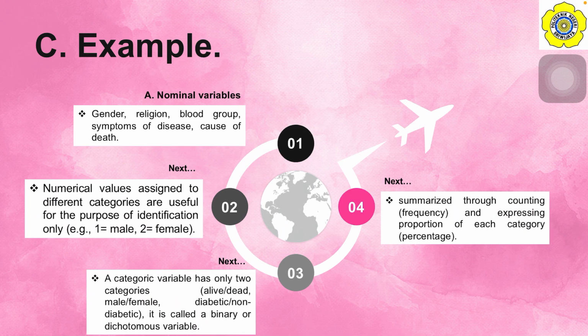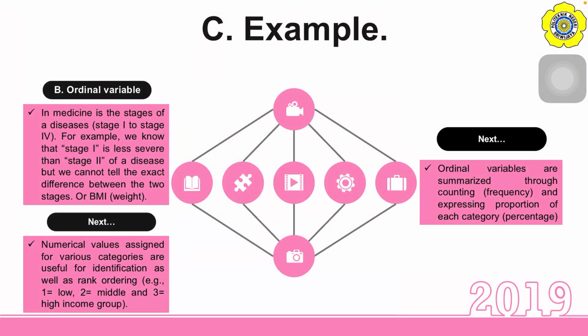That is called binary or dichotomous. And these variables are summarized through counting or frequency and expressing the proportion of each category by percentage. Okay, let's go on to the next example.